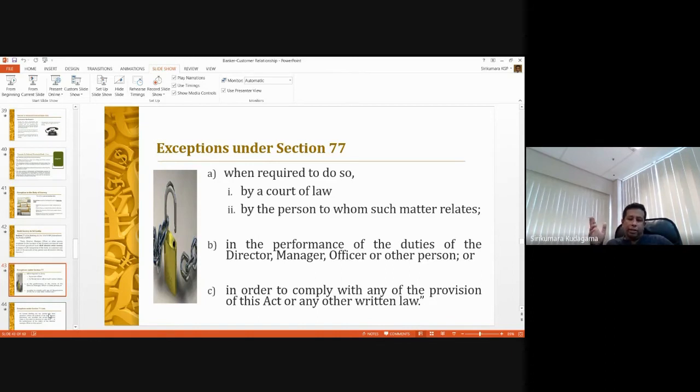The terminology used in the act is that by the person to whom such matter relates. By the person to whom such matter relates.